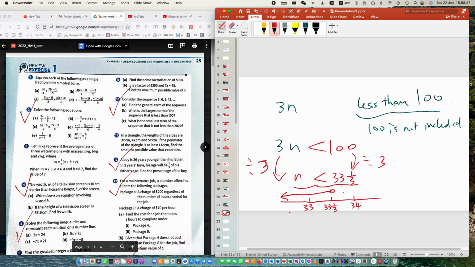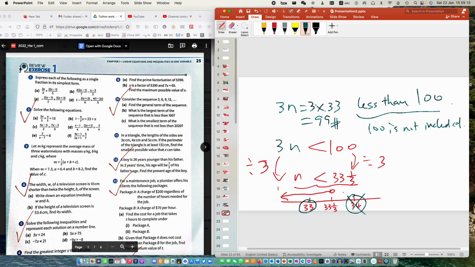So what is the n you can choose? Can you choose 34? No. Why not? Because the arrow never points to that side. Can you choose 33? Yes. Good, so you choose 33. So 3 times 33 equals 99. So this is the answer. The largest value is 99.